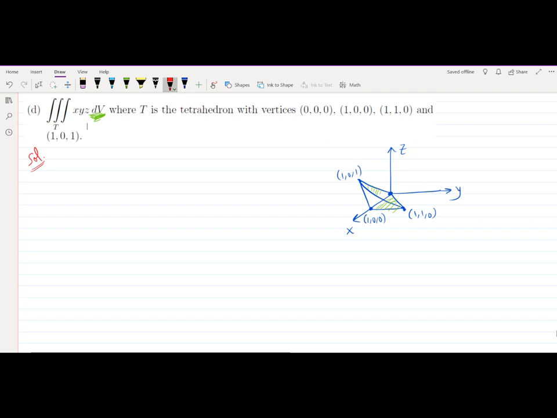Change the color. This solid plane is the plane that passes through the points 1, 0, 1 and 0, 0, 0 and 1, 1, 0. And its base is this red plane. So it's too simple to consider that T is a type I region.